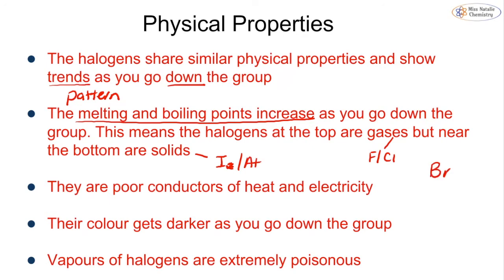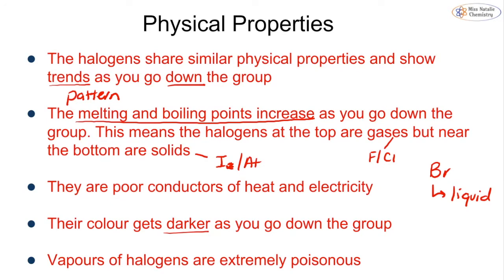Bromine is a special element because it is one of 2 which is a liquid at room temperature on the periodic table. The other one being mercury, and you touched on this back in the periodic table topic 1D, but of course we're not going to discuss mercury here because it is not a halogen. The halogens are also poor conductors of heat and electricity, and their colour gets darker as you go down the group, and we'll look at the colours in just a minute.